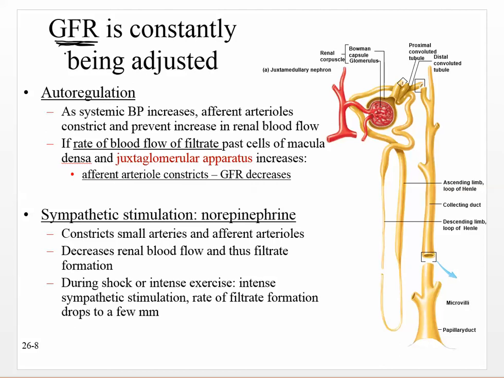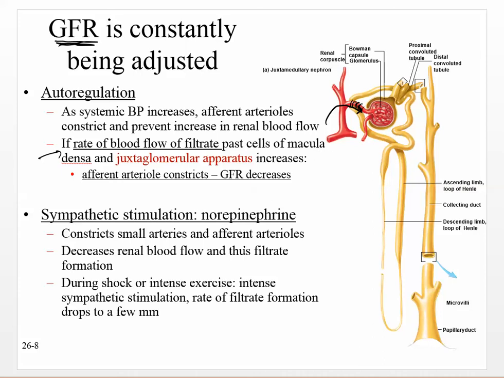Okay, so more on the adjustments of GFR. Autoregulation, we've already mentioned really these. As systemic blood pressure increases, the afferent arterioles constrict, which is going to slow movement into the glomerulus, which is going to slow the rate of filtration, your GFR, glomerular filtration rate. And then we just talked about the rate of blood flow, the filtrate past these cells of the macula densa. If that increases, they're going to constrict. They're going to say, okay, slow down, slow down. We've got too much in here.